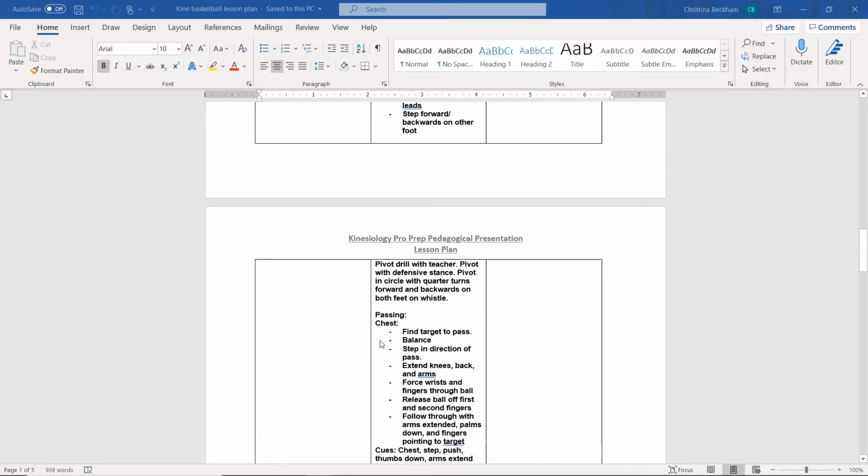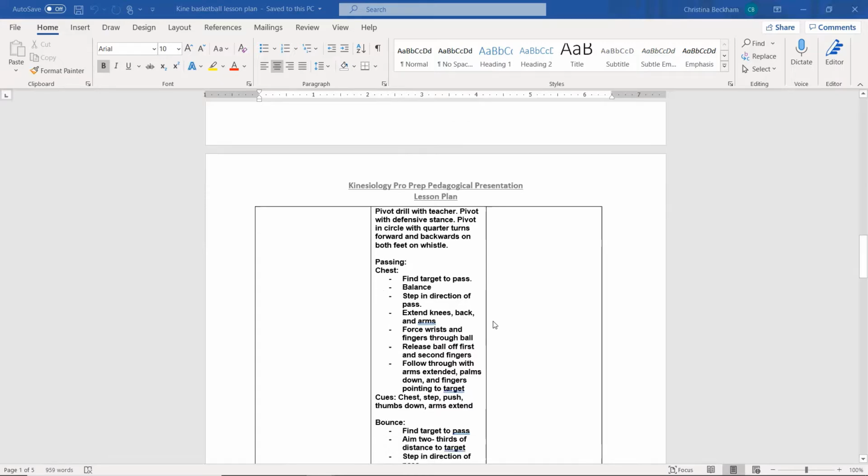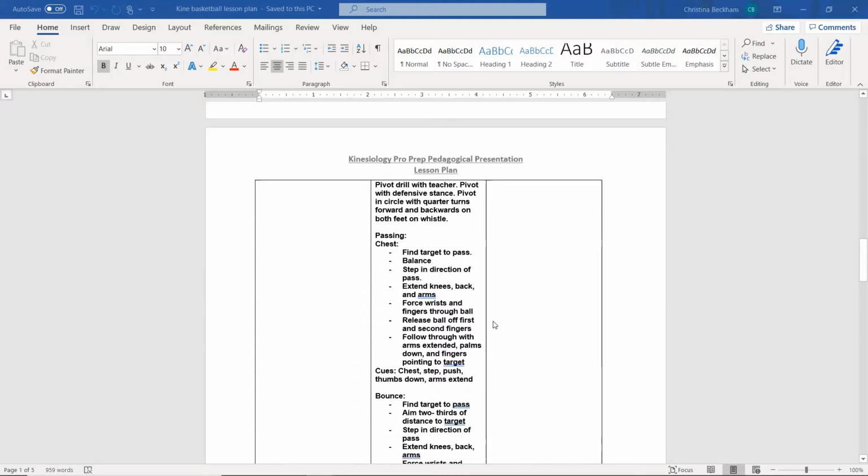For passing, for the chest pass: find the target to pass, balance, step in the direction of the pass, extend knees, back and arms, force wrists and fingers through the ball, release the ball off first and second fingers, follow through with the arms extended, palms down and fingers pointing to the target. The cues are chest, step, push, thumbs down, arms extended.